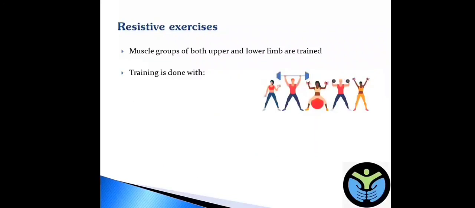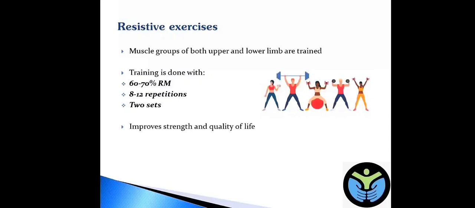Your resisted exercises are giving resistance and strengthening the muscles. The muscle groups which are treated are both that of your upper limb as well as your lower limb. Your training is done with 60 to 70% of repetition maximum, 8 to 12 repetitions, and 2 sets of these training exercises. With the help of resistive exercises, you can improve the strength and quality of life, along with improvement in fatigue and perceived exertion.